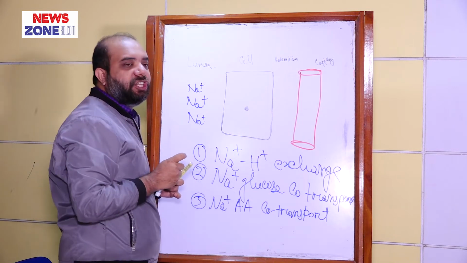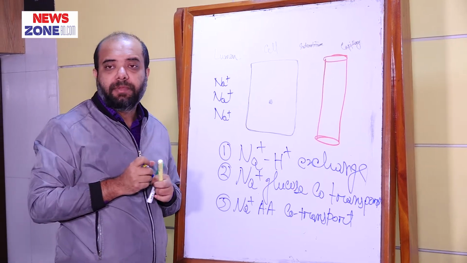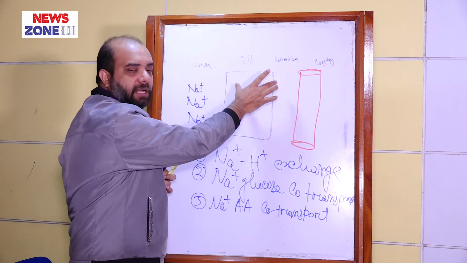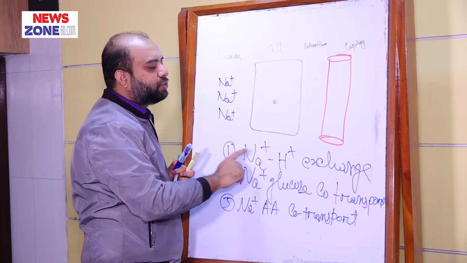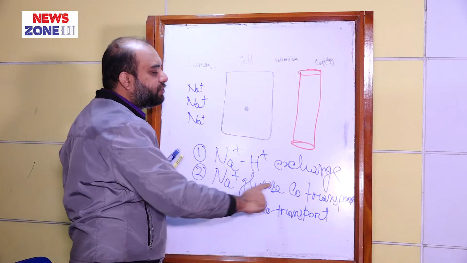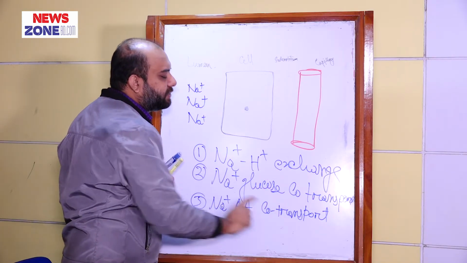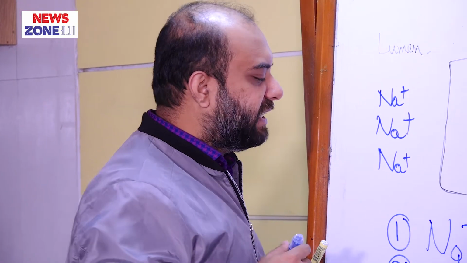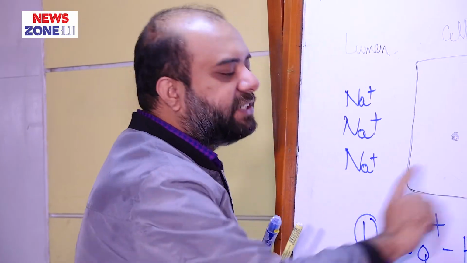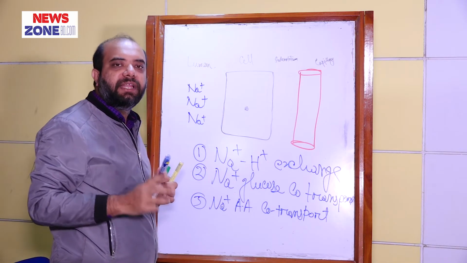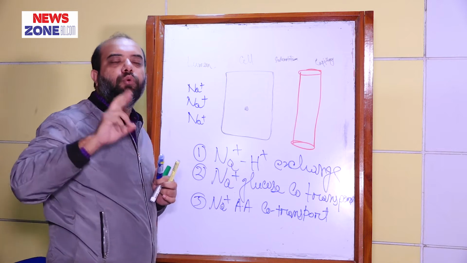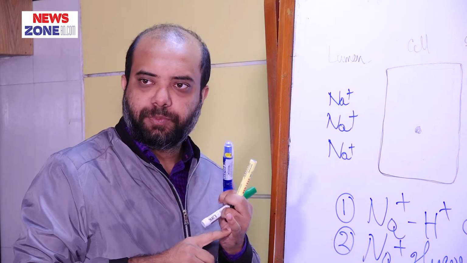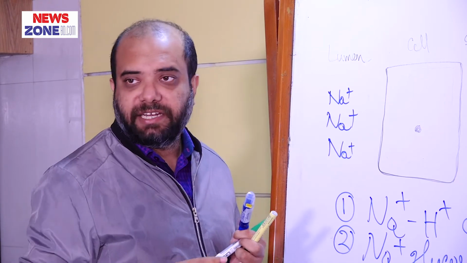So, there are 3 different ways of transportation of sodium from the lumen into the tubular epithelial cells. First one is sodium hydrogen exchange, second one is sodium glucose co-transport, and the third one is sodium amino acid co-transport. As we know from our previous discussions, all these 3 transport processes are included in active transport. There are 2 types of active transport. First one is primary active transport, and the second one is secondary active transport.